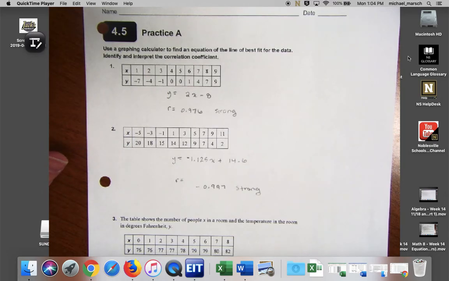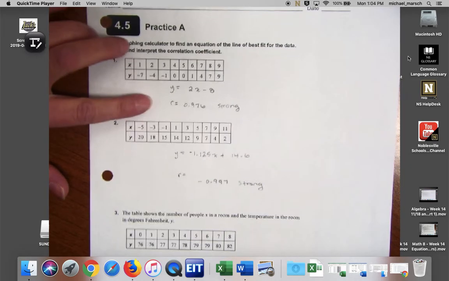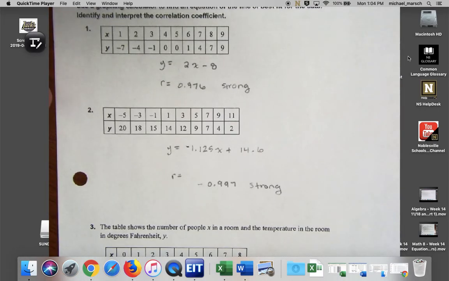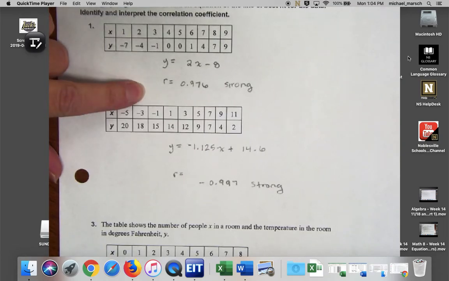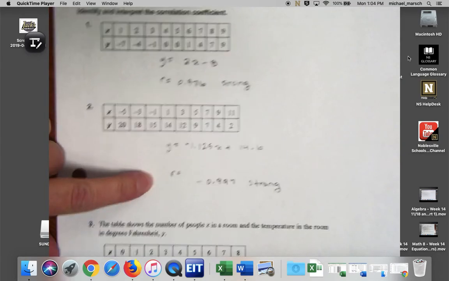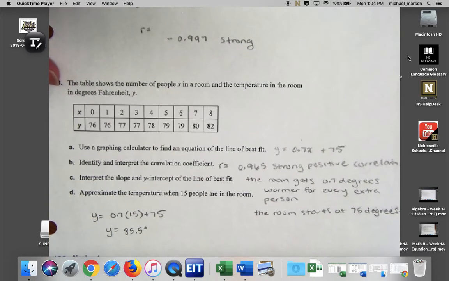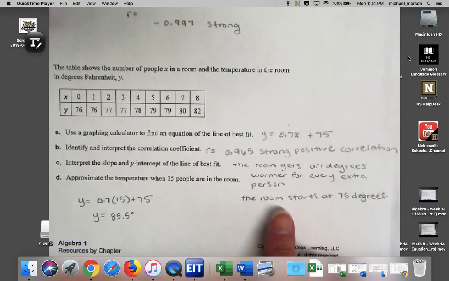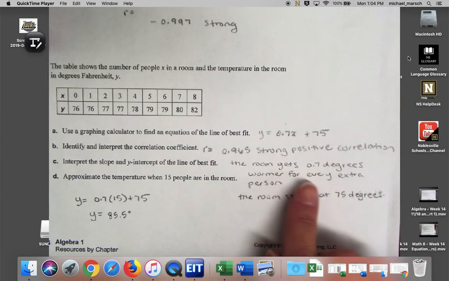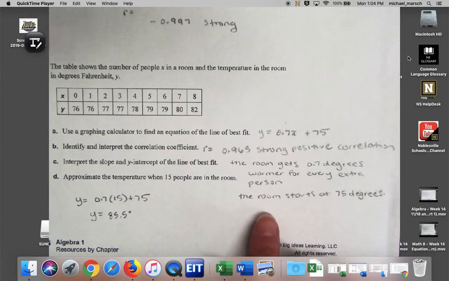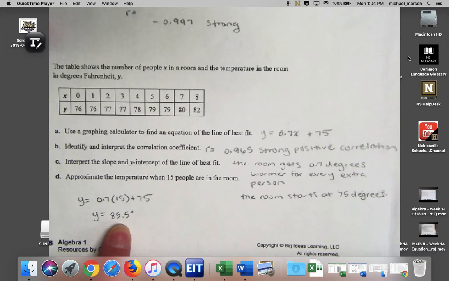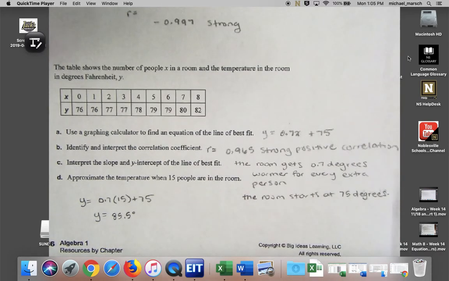Okay. So here we go. 4.5a. These should be the equation and correlation coefficient. And when it comes to the equations, guys, as long as they're close, I'm going to know if you rounded or not, okay? Of course, this is strong positive. This is strong negative. And then down here, we're talking about people in a room and the temperature. So you get 0.7x plus 75. Strong positive correlation. The room gets 0.7 degrees warmer for every extra person, right? So the room starts at 75 degrees. So that's where we are here. And then it would be 85.5 degrees if you added 15 more people. What if you put 86? That's fine.